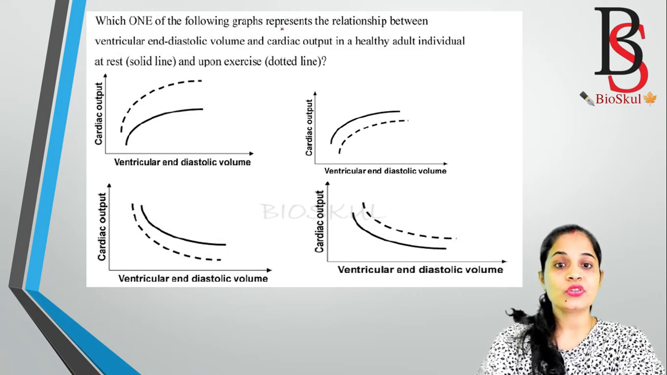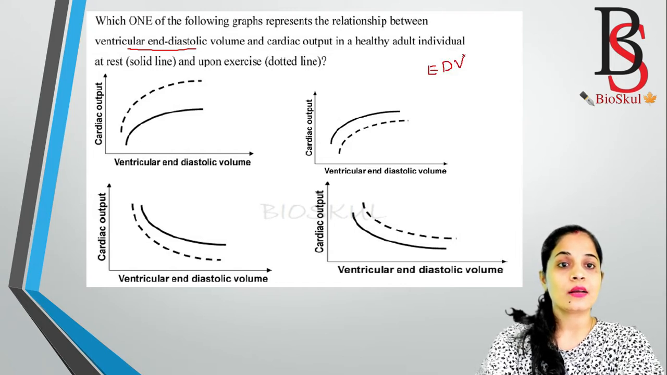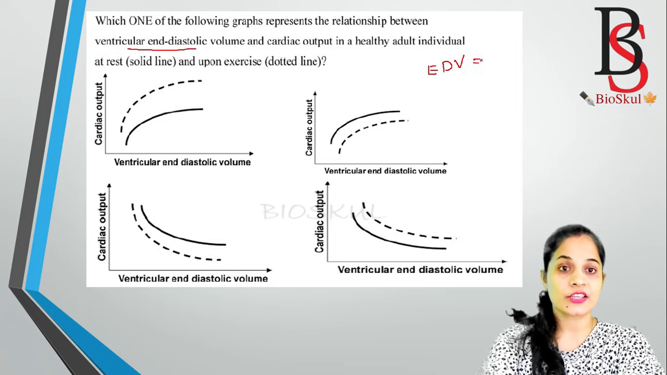Let's see this question. Which one of the following graphs represents the relationship between ventricular end diastolic volume and cardiac output? You know what the ventricular end diastolic volume is? It is the volume of blood present in the ventricle before it contracts, and it is about 120 ml.